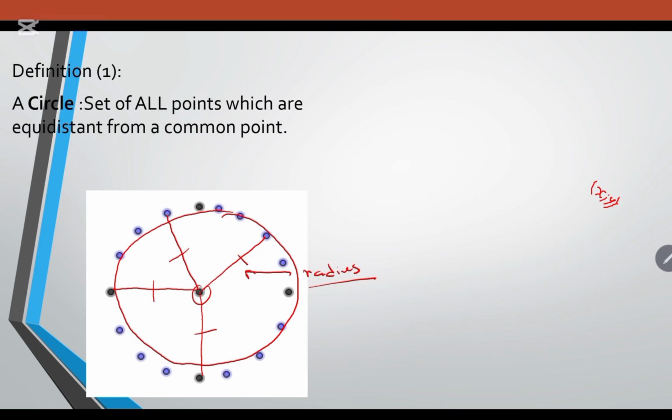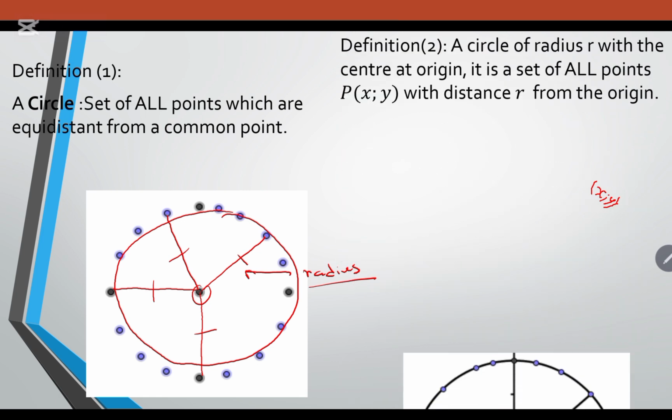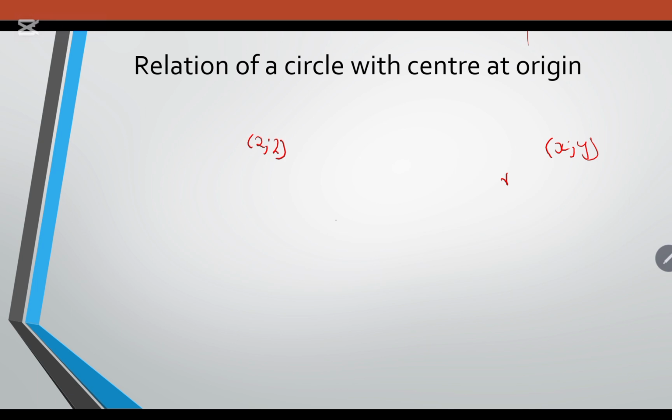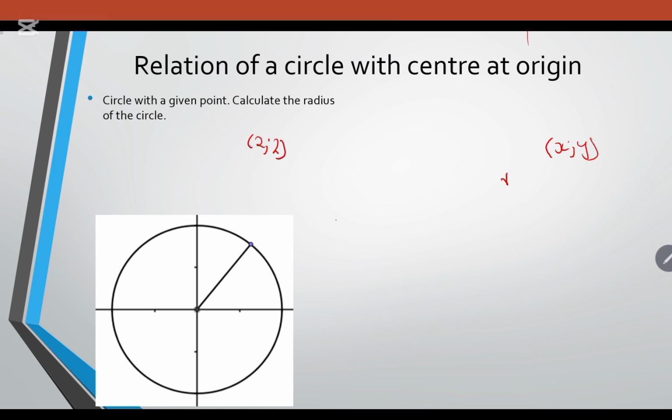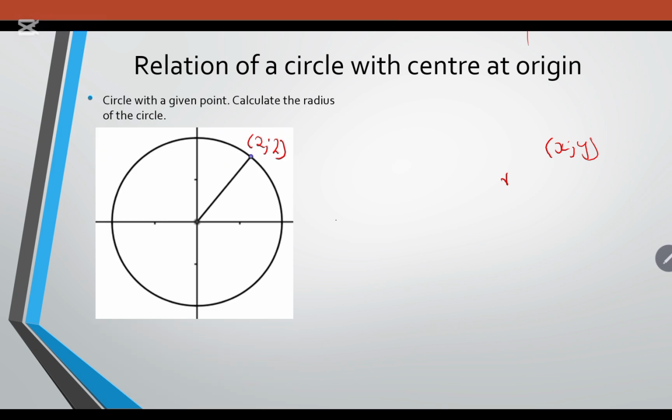Now, let us look at the definition of a circle when it is positioned on a set of axes. We say it is a set of all points with the distance r from the origin, and the x and y represent the coordinate of the point on the set of axes. Now, let us look at the relations of circles with the center at the origin. A circle with a given point. Calculate the radius of the circle.